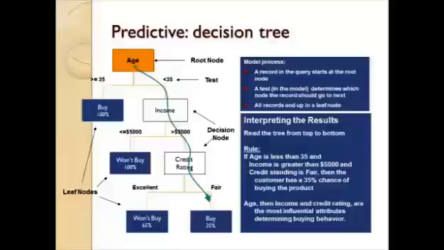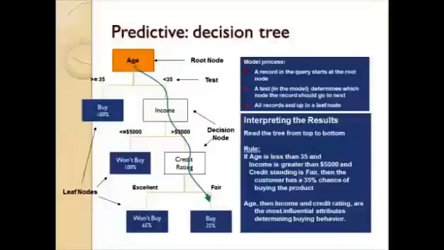If the income is less than $5,000, then again we have a rule that says you won't buy, and the probability is pretty high also, 100% won't buy. But if the income is greater than $5,000, then we look at the third factor, which is credit rating. Again, we have two possible outcomes. If it's excellent, then probably the customer will not buy. But if it's fair, then he or she will probably buy.